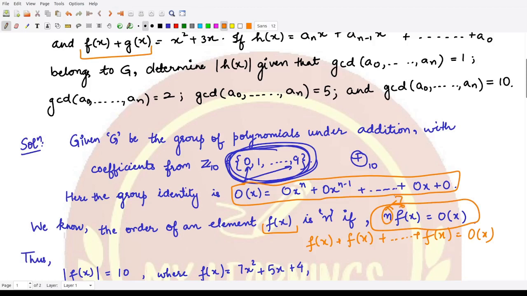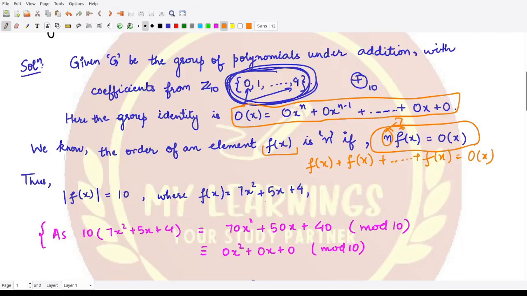In the first case, when fx is 7x square plus 5x plus 4, the order is 10. Why? Because if you multiply this by 10, or add this polynomial to itself 10 times, you would have 70x square plus 50x plus 40. However, the coefficients 70, 50, 40 should be present in Z10. So in order to make them present in Z10, we divide the coefficients by 10, and whatever is the remainder is your answer.